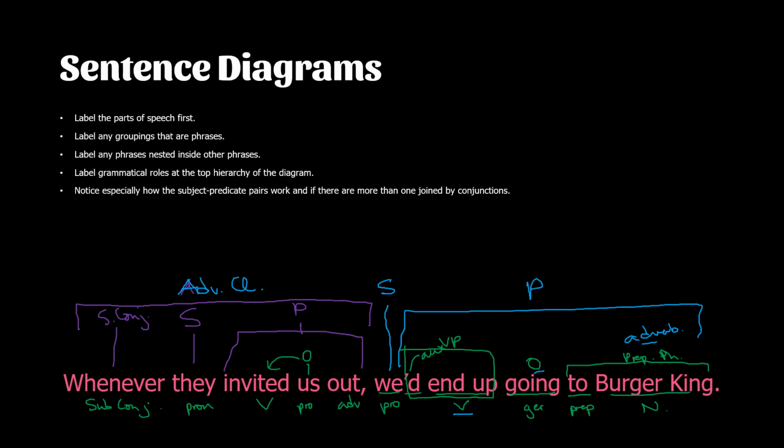Now, because we have two subject-predicate pairs, the one inside the adverb clause and the independent one, we have a complex sentence. Complex sentences happen when you see this difference in hierarchy. The adverb clause is still describing the whole independent clause pair. I can erase "whenever they invited us out" and just say "we would end up going to Burger King." But the question is, under what conditions or when? That's why this adverb clause completes the meaning and gives us a complex sentence.